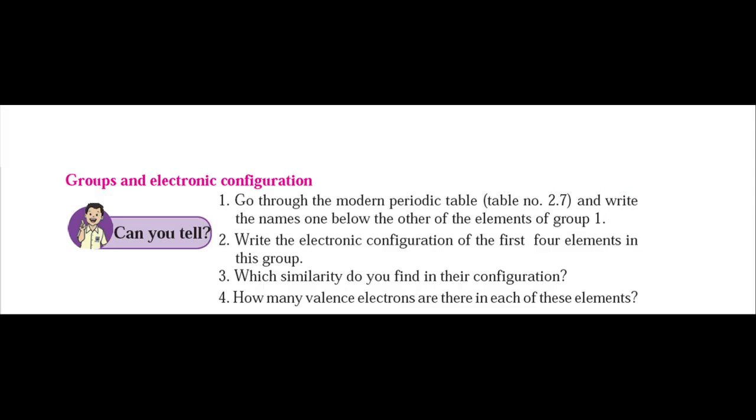We can easily make out the number of electrons in the outermost shell of all these group 1 elements is 1. That is the valence electron. And the valence electrons are defined as the number of electrons that are present in the outermost shell. So that's the similarity in group 1 elements. And the same is the answer for question 4. It says, how many valence electrons are there in each of these elements? It's 1.